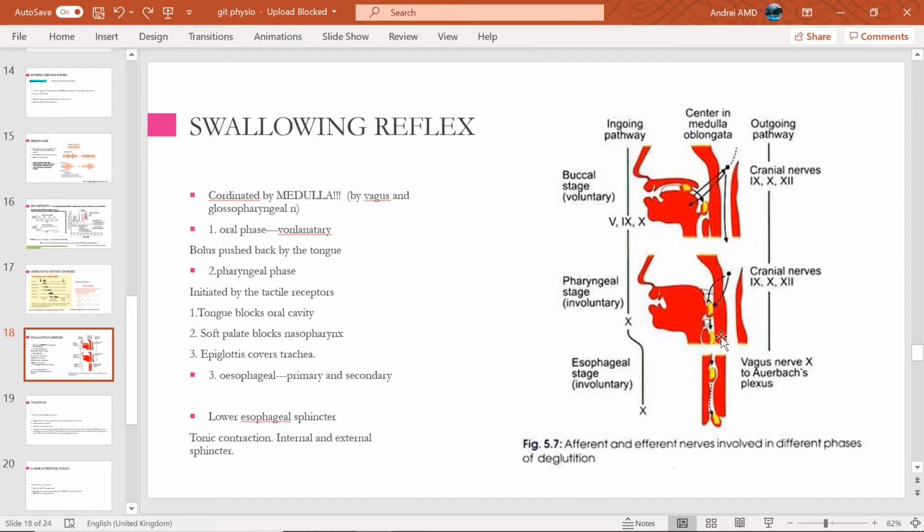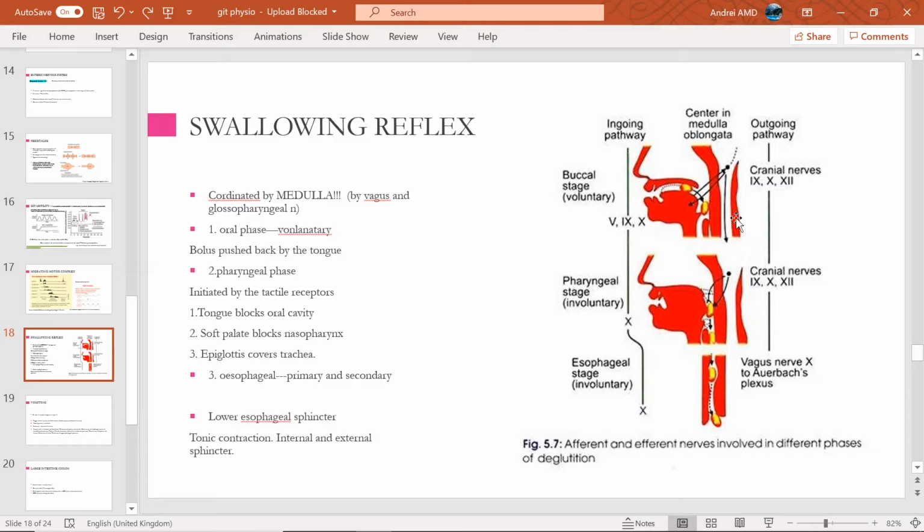Yeah, so when it's in the oral cavity, you sense it by the 5th, the trigeminal nerve, the mandibular branch, because it's here in the mouth, and also by the glossopharyngeal and the vagus. Yeah, and then it goes back to the medulla oblongata, and then as a reflex, it sends signals on 9, 10, and 12. And if you think about the muscles here, you would understand. Yeah.